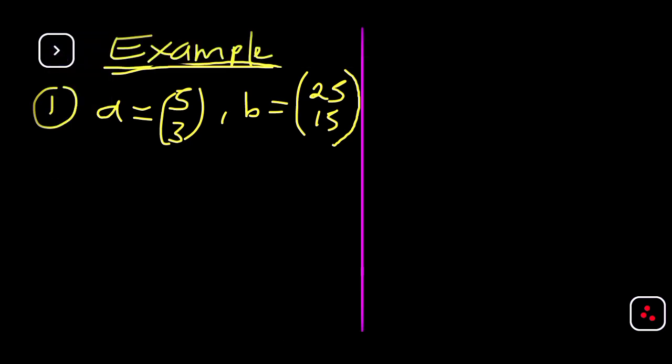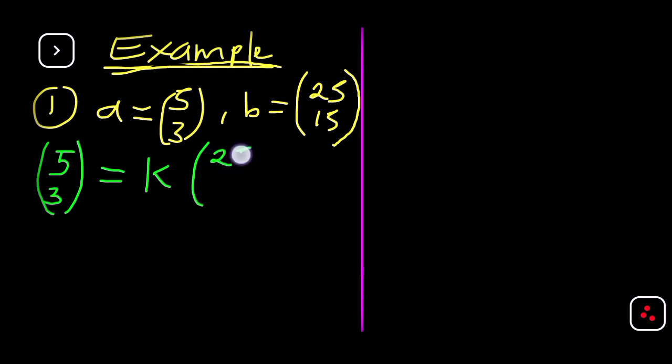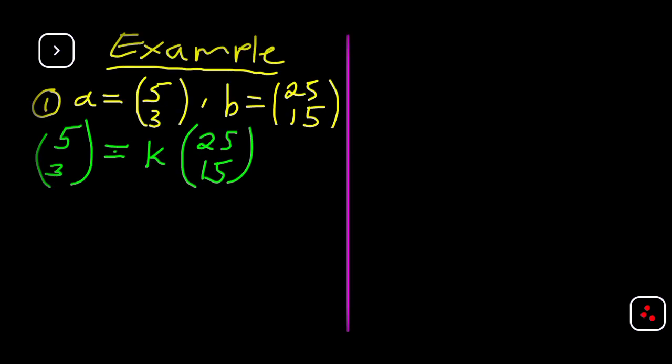We are going to write the two vectors, vector A, which is (5, 3), equal to k, which is a scalar, times vector B, (25, 15). Then we equate 5 to 25k and 3 to 15k. That means we are going to have two equations, each of which we solve for the value of k.